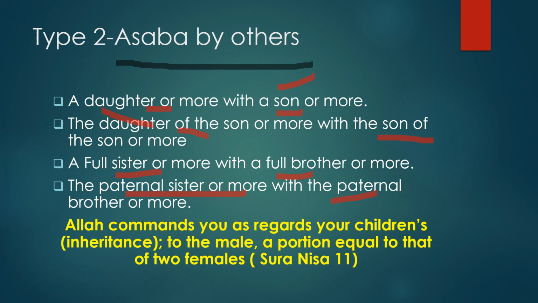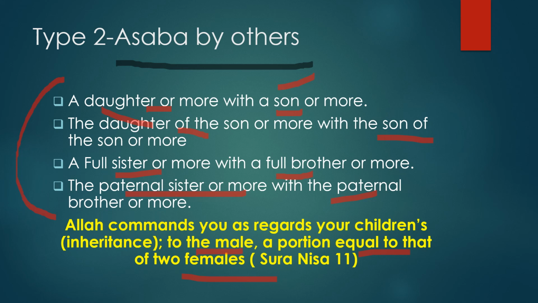Allah said, Allah commands you as regards your children's inheritance: to the male a portion equal to that of two females must be given. That is in these four cases. Okay, so the daughter will get one and the son will get two. The daughter of the son will get one, and the son of the son will get two.